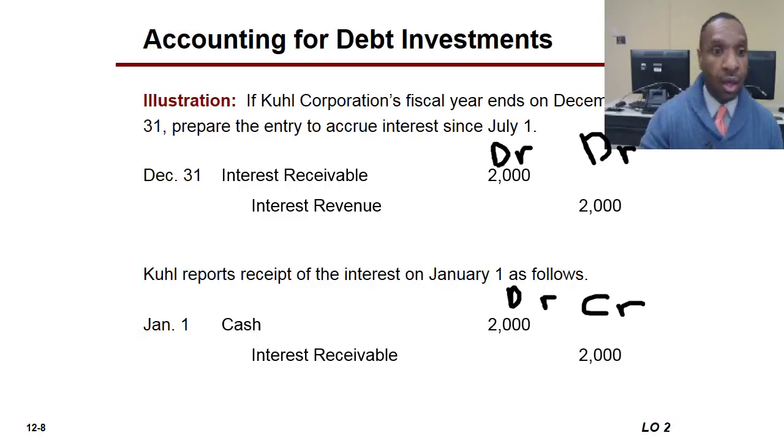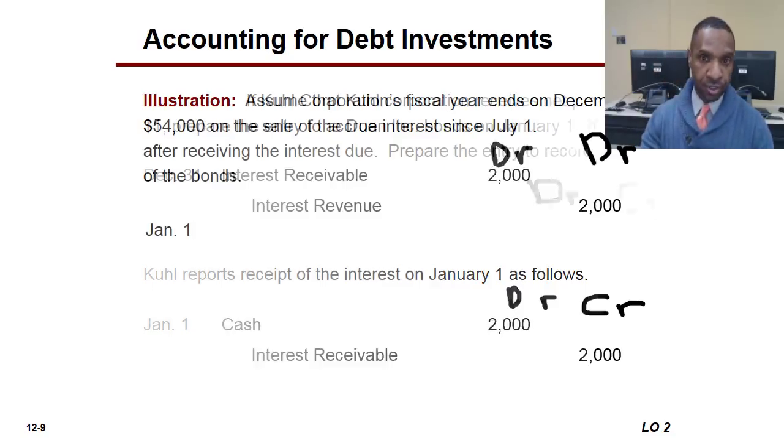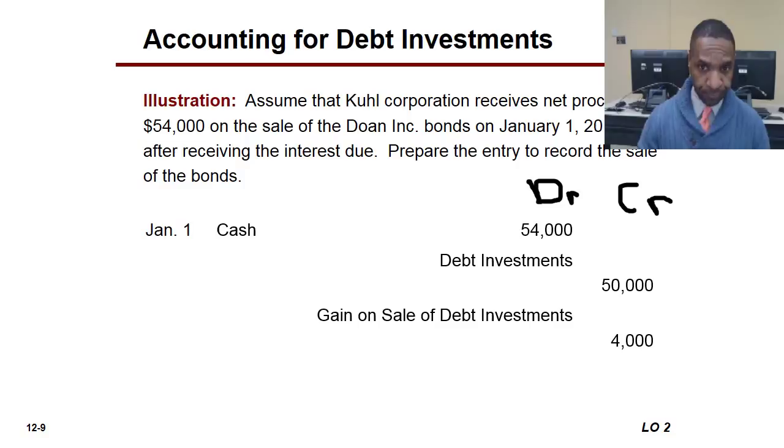Now let's look at this. On January 1st, we're actually getting paid that interest that's receivable. So what happens? We're going to debit the cash account, right? And then we're going to credit interest receivable because we're not waiting for that interest to come any longer, right? Because we've received it. So we've gotten the 2,000 cash when it's paid out on January 1st. These are some great examples.